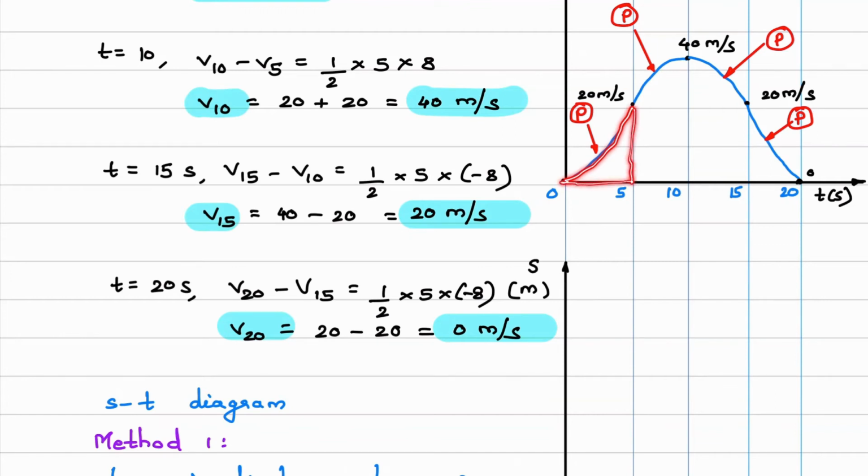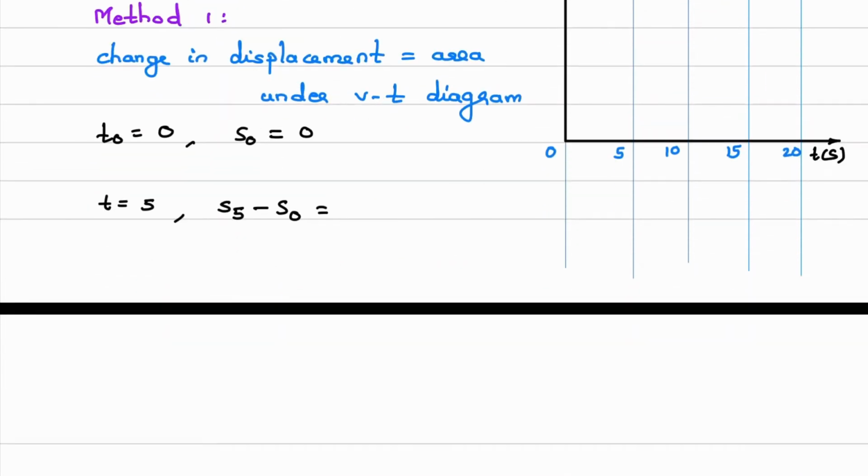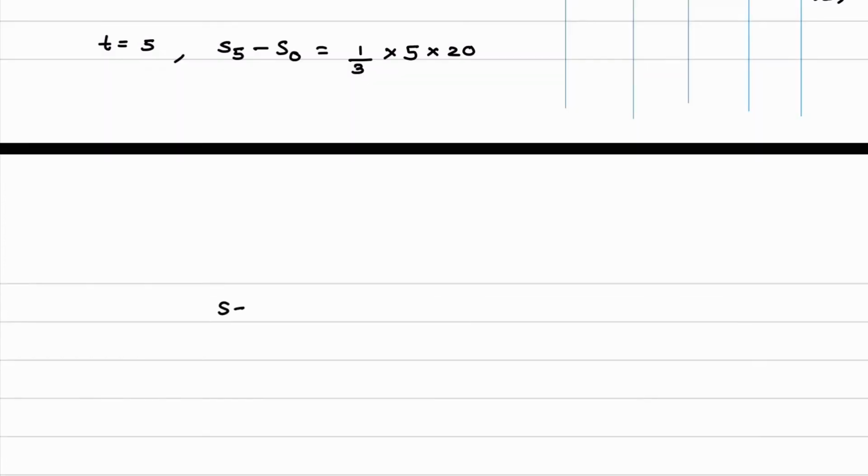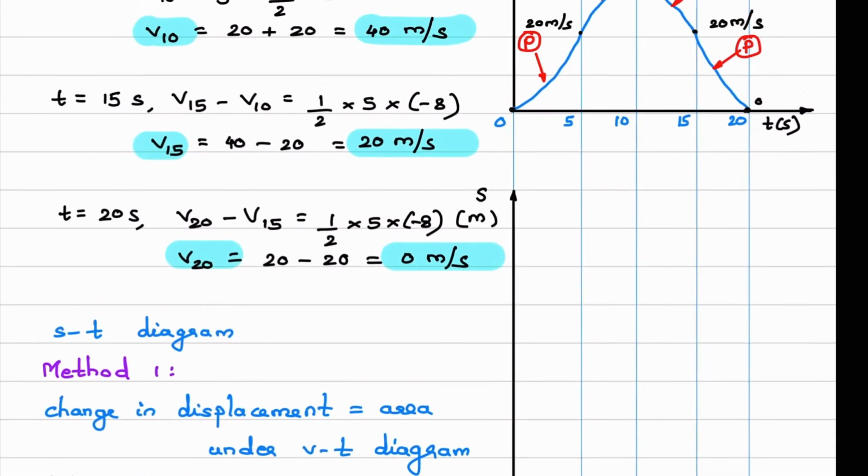We had discussed this formula in last lecture. Area. Okay, this is parabolic. So in that area formula n will be 2, and since this is outside this curve part, this will be 1/3. Okay, 1/3 of base, which is 5, and height, which is 20. S0 is 0, so S5 is equal to 33.33 meter.